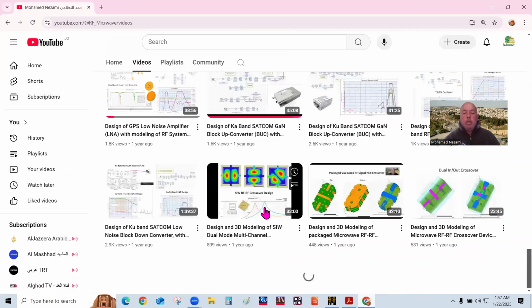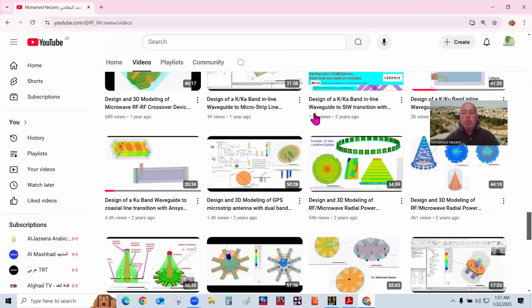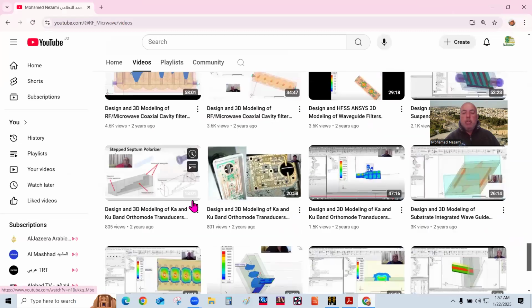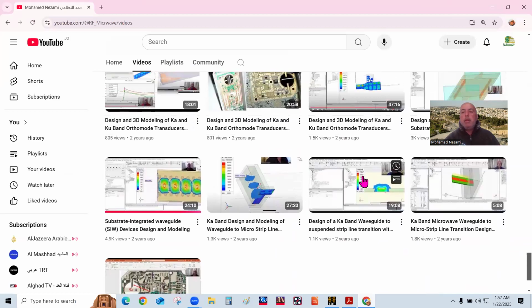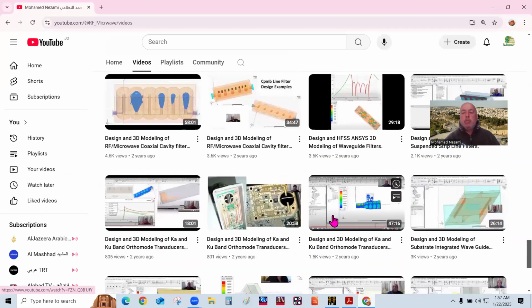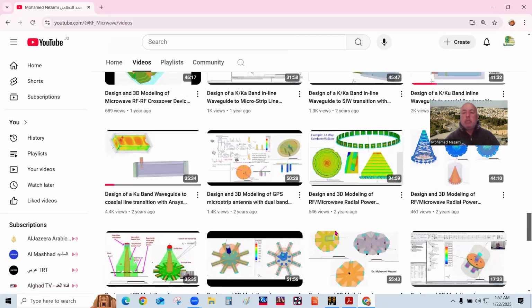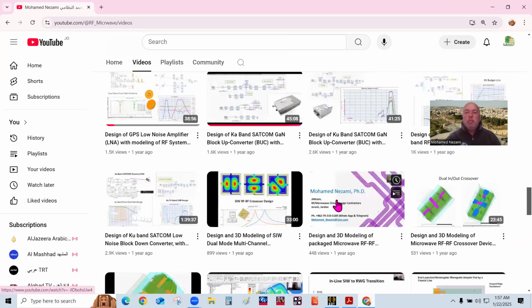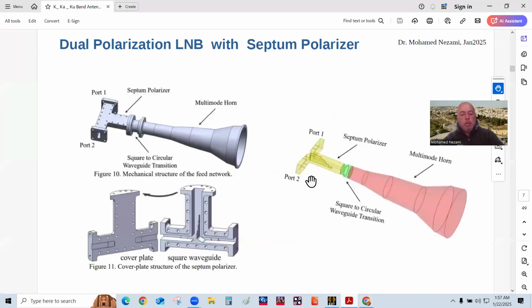I covered many of these polarizers and OMTs in the transition from circuit board to waveguides. These are covered in my videos, and you can refer back to them. Here's one, for example, the Ka OMT design. I'm trying to find another one for you. I had several of these covered in my videos, so you can go back to them.